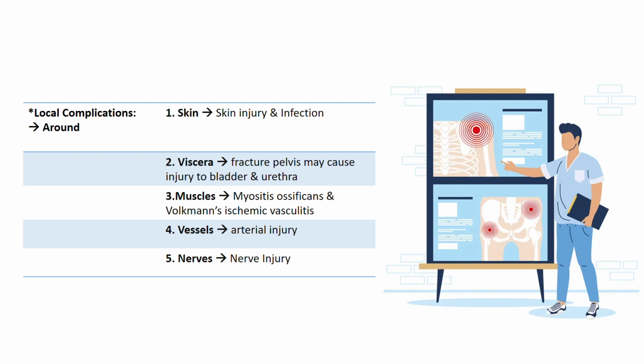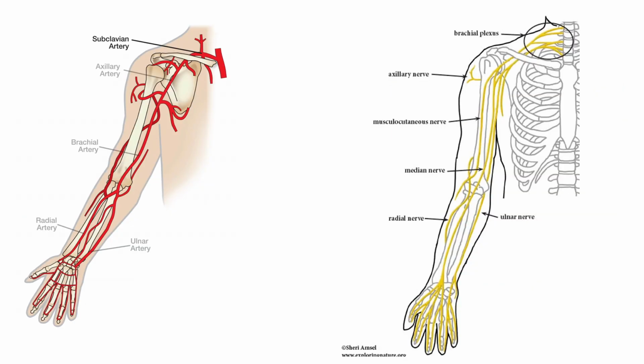For the viscera, there might be fracture of the pelvis, resulting in injury to the bladder or urethra, and it may cause injury to the ureters in females. This depends on the extent of the injury. Number 3, for the muscles, we have myositis ossificans and Volkmann ischemic vasculitis. And again, we will do a separate video talking about myositis ossificans and Volkmann ischemic vasculitis. Number 4 and 5 are neurovascular injury, vessels injured and nerves injured. And this will depend on the anatomical level and which bone is injured.